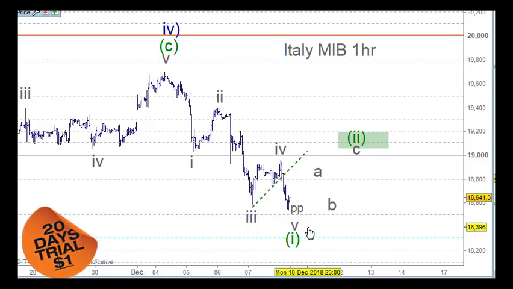Let's just watch the US markets and the European markets in the next session. Let's see what strength comes into the market.